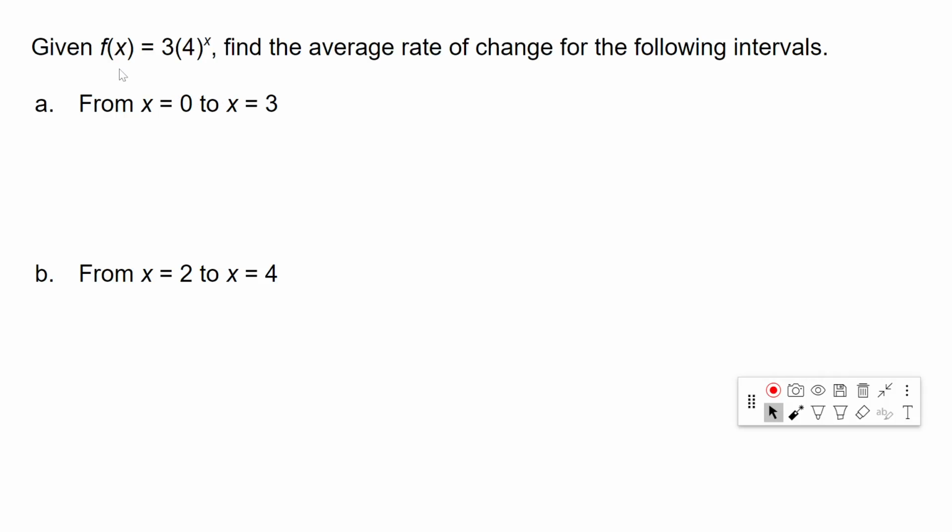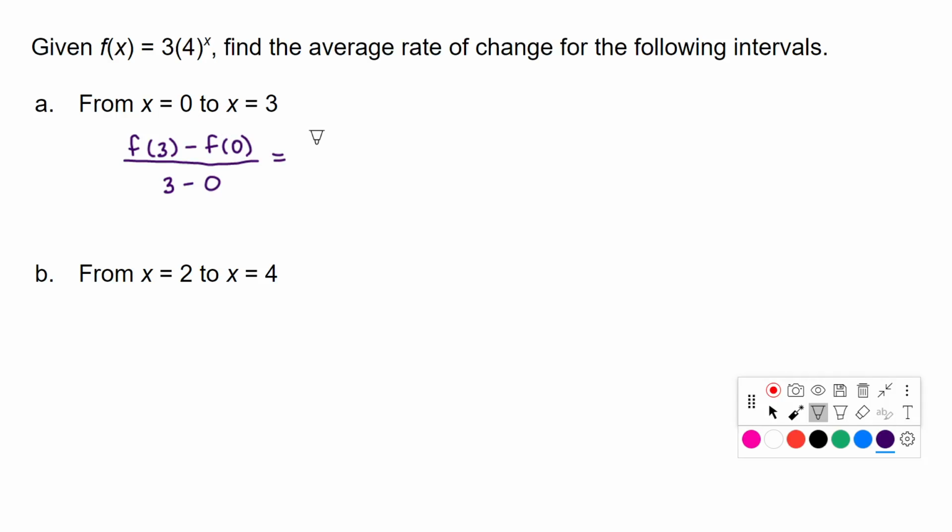So here we're given the exponential function 3 times 4 to the x. And we need to find the average rate of change for the following intervals. That means I need to find the value of f of 3, subtract the value of f of 0, and divide it by 3 subtract 0.